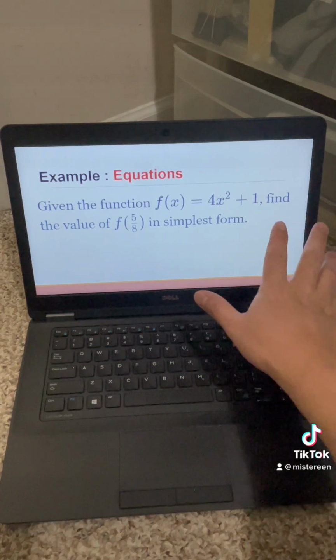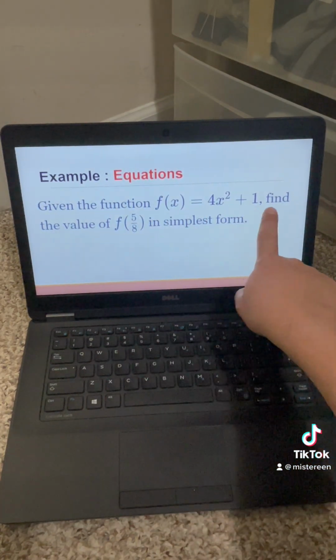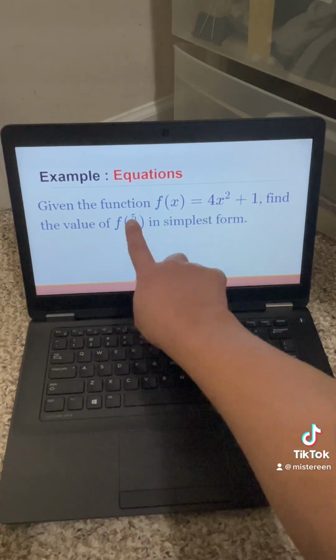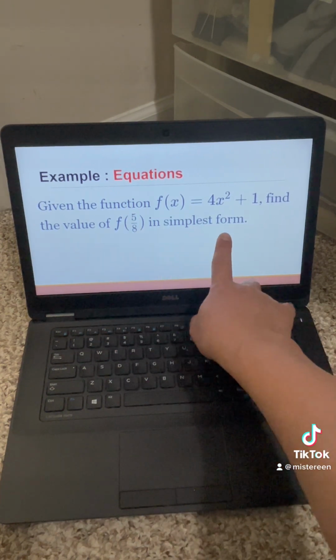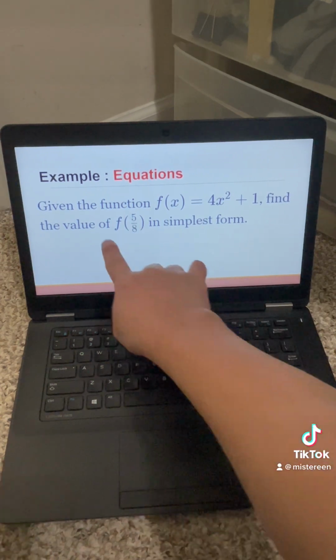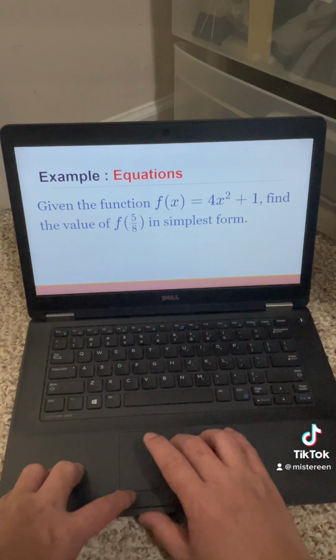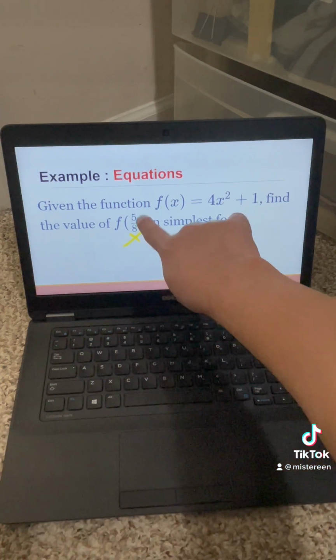All right, our next example for equations. So we have here f of x equals 4x squared plus 1. We will evaluate or find the value of f of 5 over 8 in simplest form. Simplest form means simplest fraction form. So take note, if you have f of 5/8, that means the value of your x is 5/8. So this is your x, 5/8.